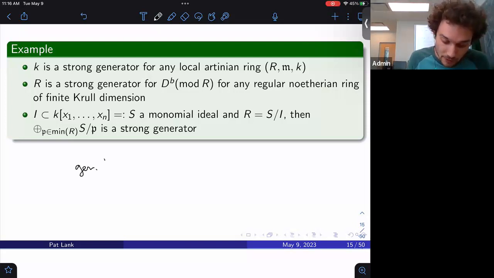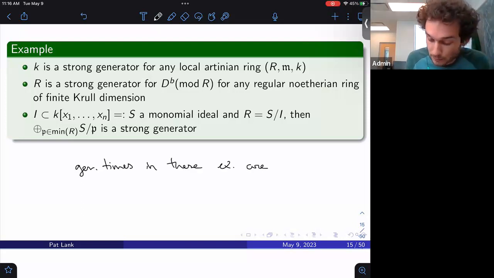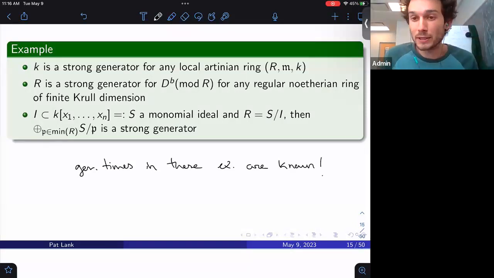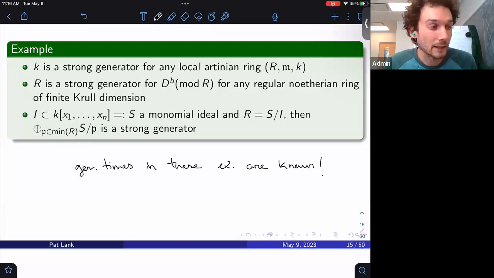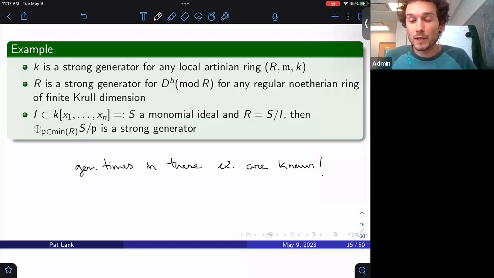The generation times in these examples are also known. I didn't write it down, but I could tell you. The idea is that, all right, if you have a strong generator, you can actually compute the generation time. So we have two computational problems. What rings have classical generators? Which ones have strong generators? And for those that do, can you actually compute the generation time? And also, maybe does this tell me something about the ring that I didn't know before?